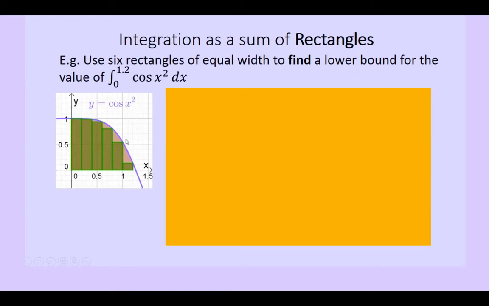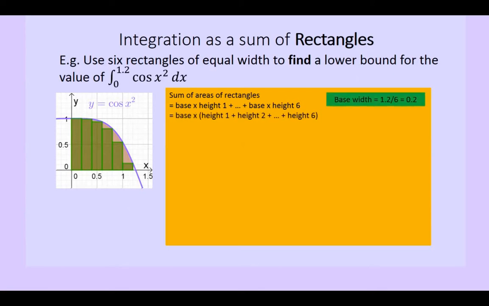Okay. Right, so my estimate, my lower bound, is going to be the sum of the areas of the rectangles. So I'm going to do base times height for every one of those 6 rectangles. It's easier if I just do base times the sum of the heights. The base was, if we do the full width, going from 1.2 down to 0, divide that by 6 pieces, we get 0.2 for each one. So my base width is 0.2.